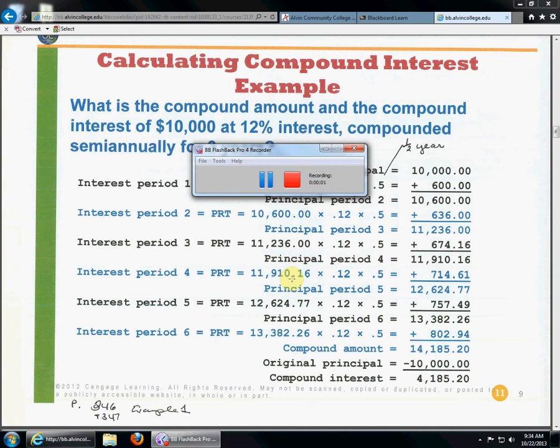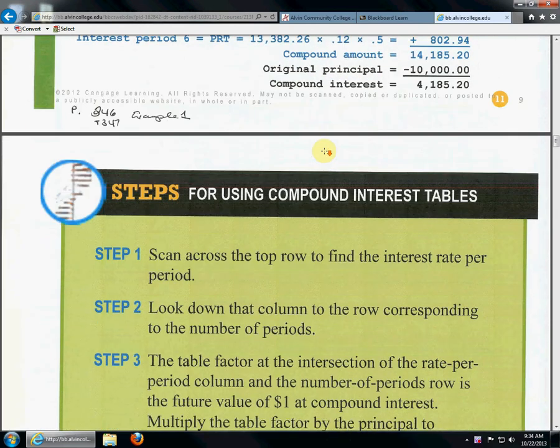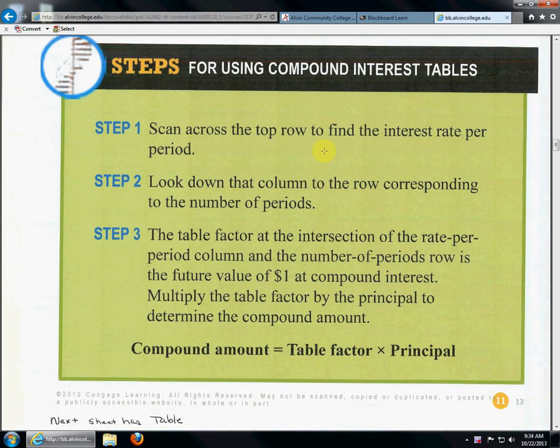Okay, last week we were looking at compound interest. And we went through the process of calculating that compound interest, but we don't need to do that. You can turn to page 348, and we're going to be using interest tables. So we don't have to go through this process that we did before.